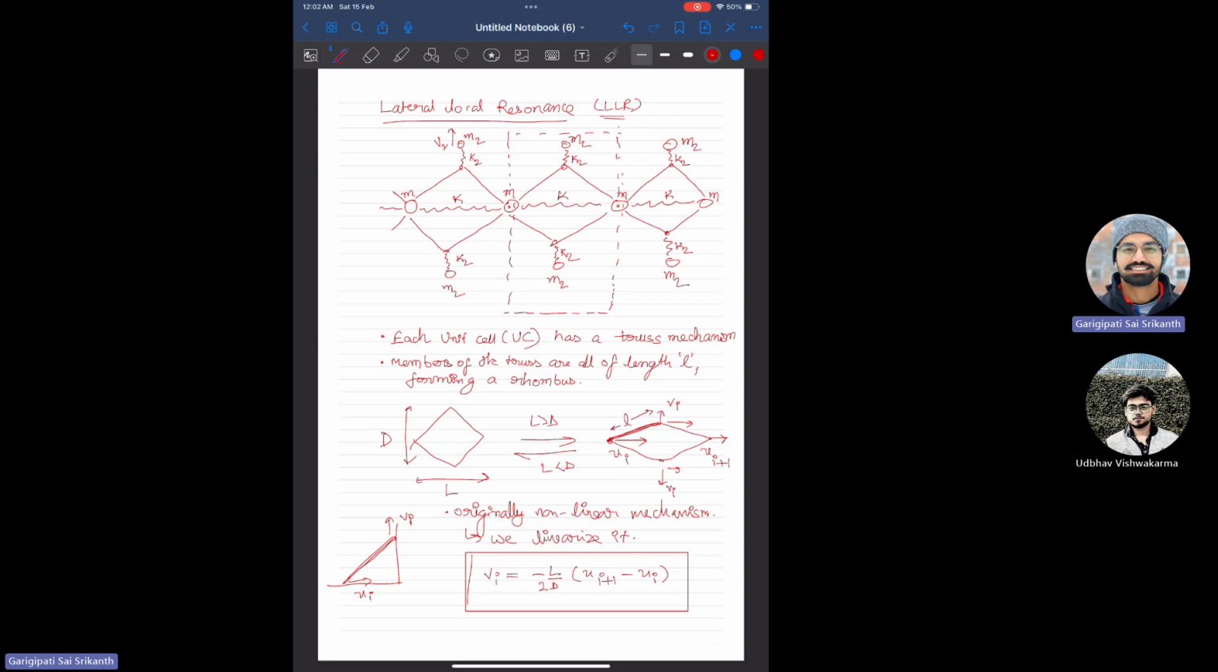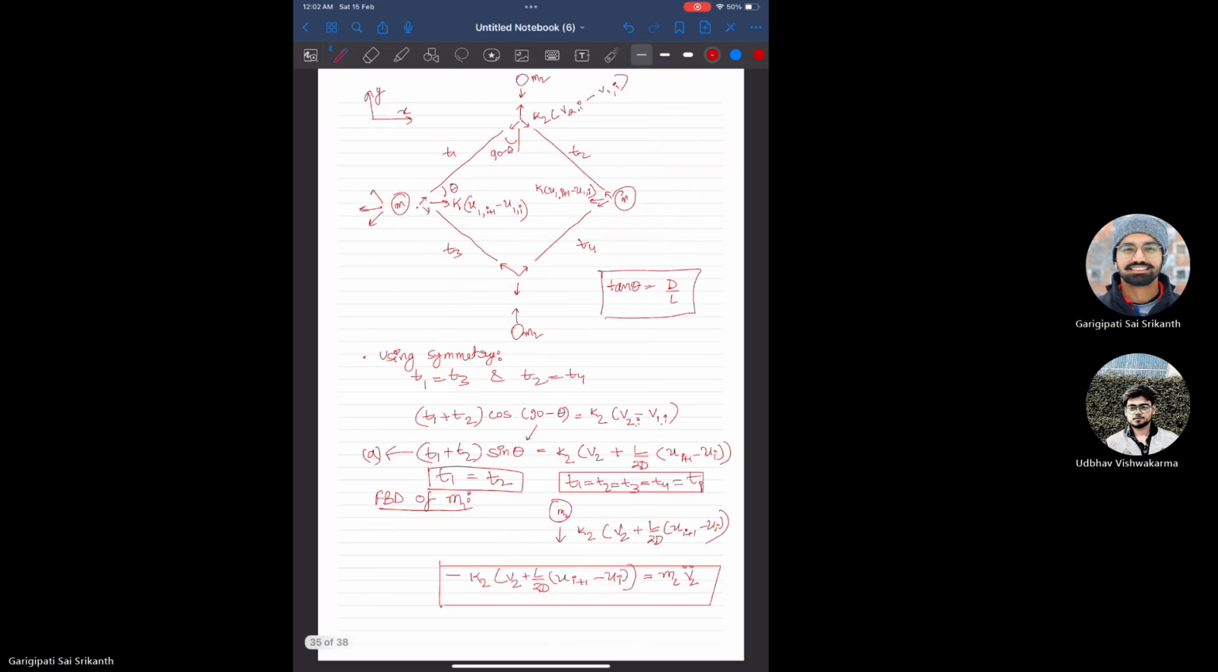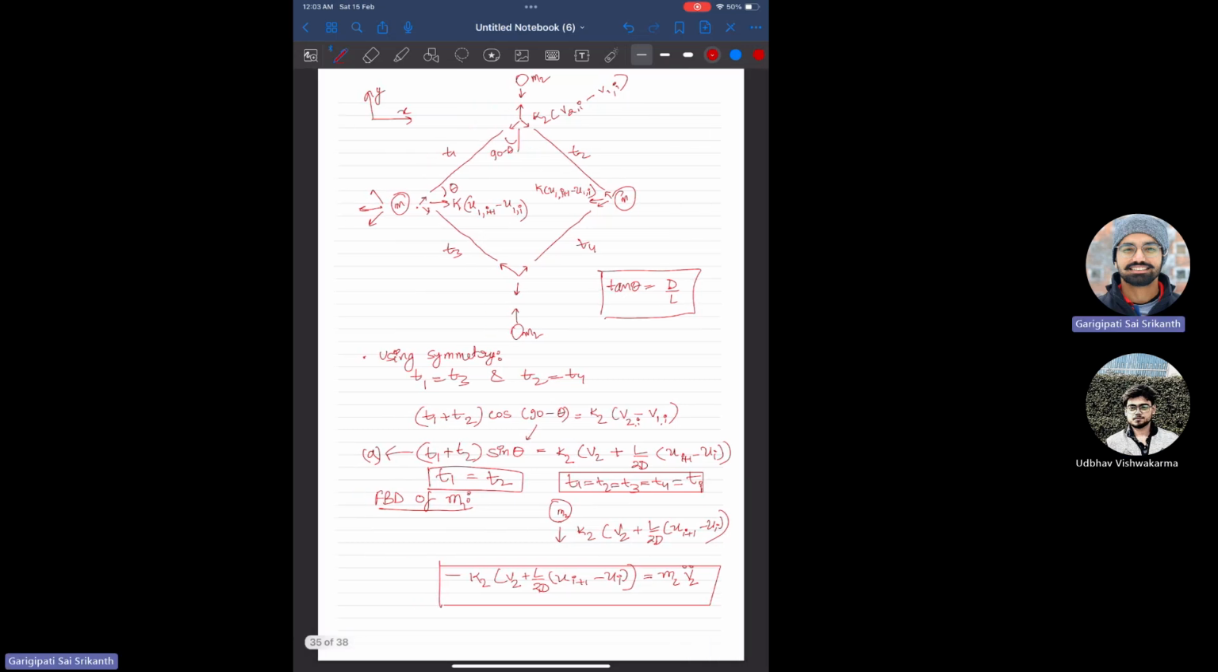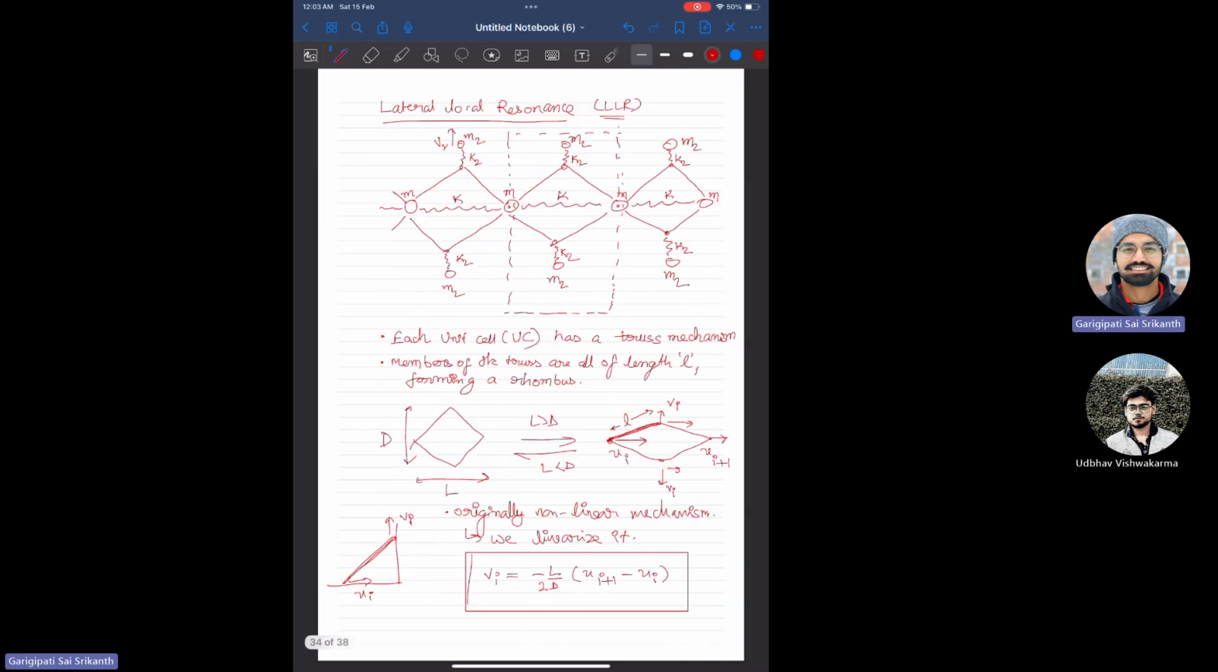So I'll give you a recap of lateral local resonance. Or do you want to start with inertial amplification? Up to you. You can start with the inertial amplification. Really? I thought there was something interesting here. No, but sure.